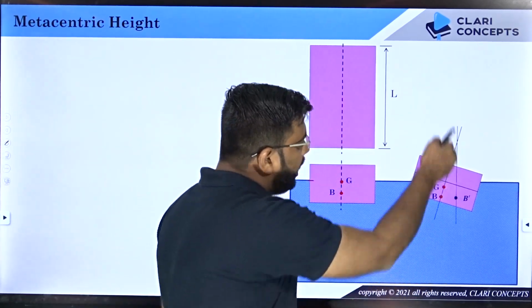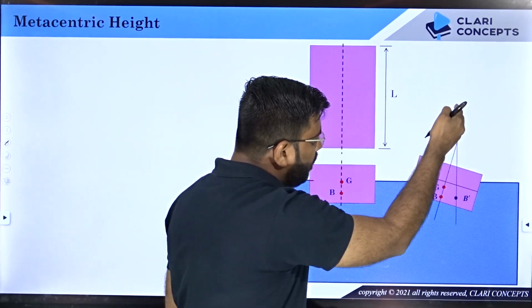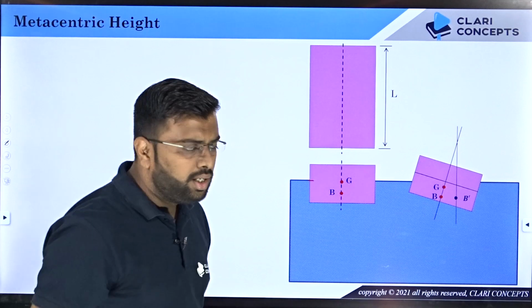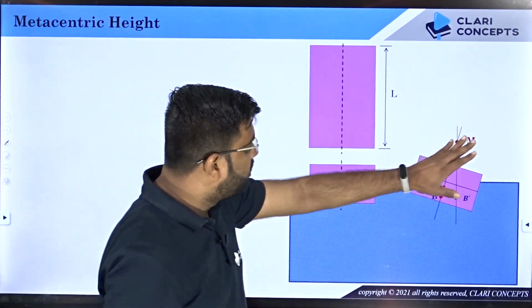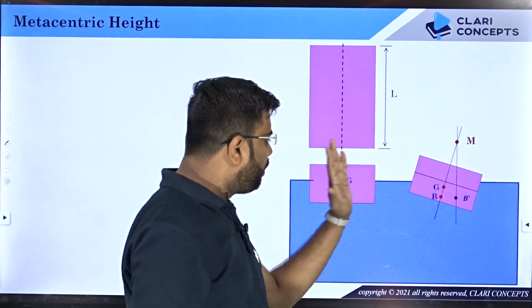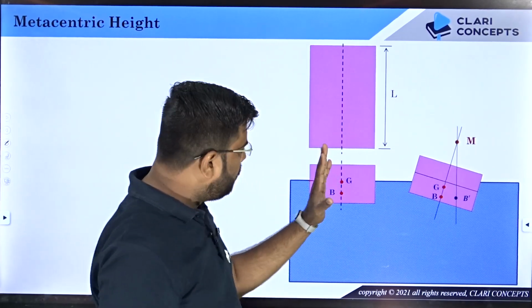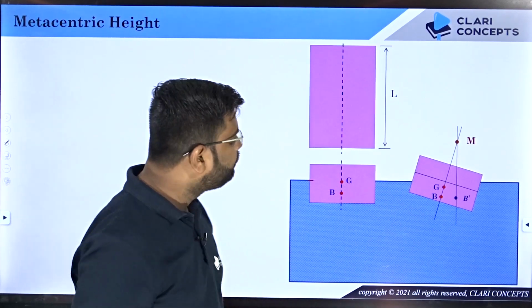When you draw that line of action and intersect it with the center line, which passed through the previous center of buoyancy, that intersection is called the metacentre, which we have already understood. So the metacentre is the point of intersection of two lines of action of buoyancy: one before the disturbance and one after the disturbance, right?